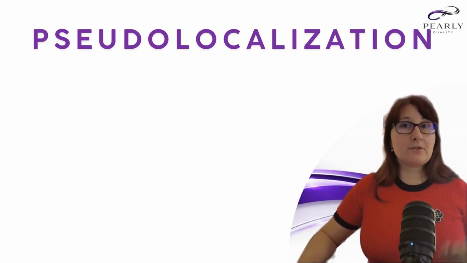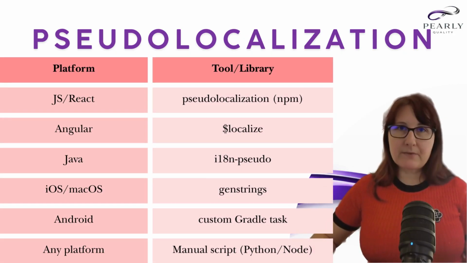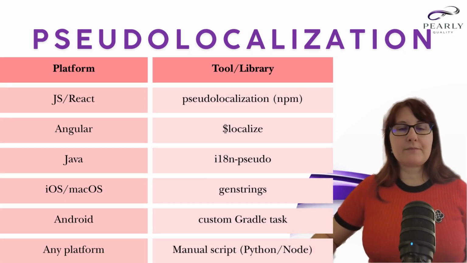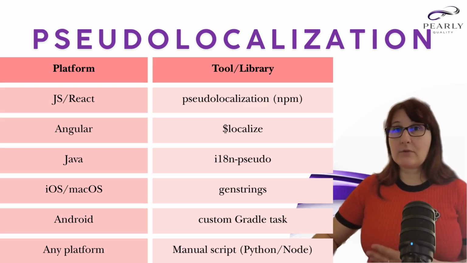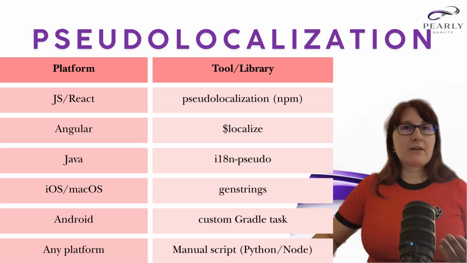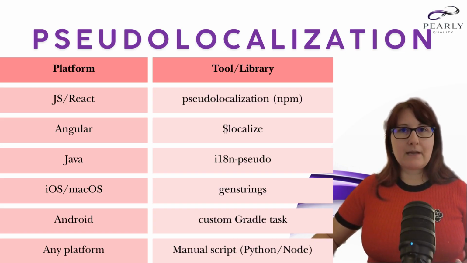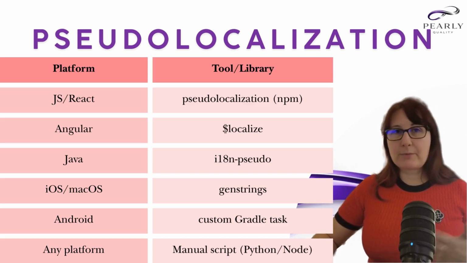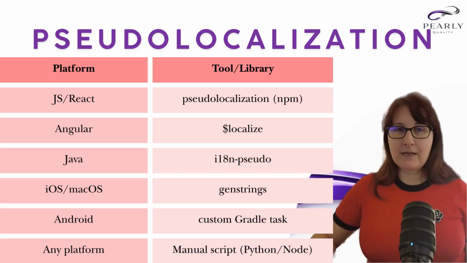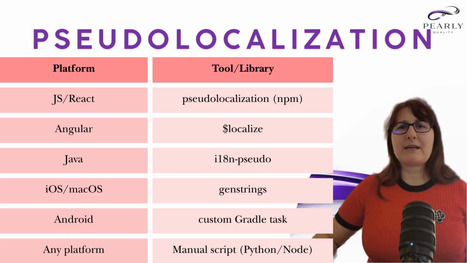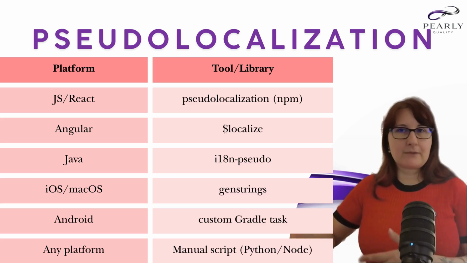Here's a list of tools that you can use in your project. Pause the video and save it for later. JavaScript or React have pseudolocalization. Angular has a built-in localization library. Java has resource bundles and also an internationalization pseudo library. For iOS or macOS, you have genstrings. Android has a custom Gradle task. And basically any platform can use a manual script written in Python or Node.js.